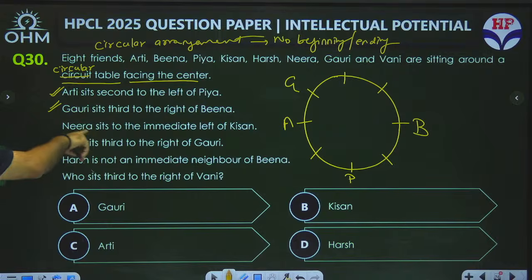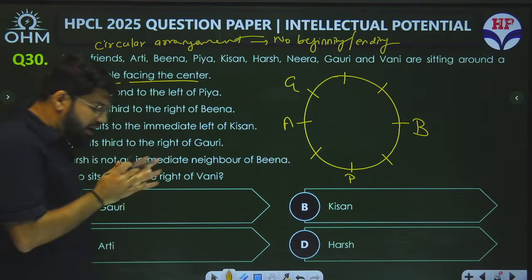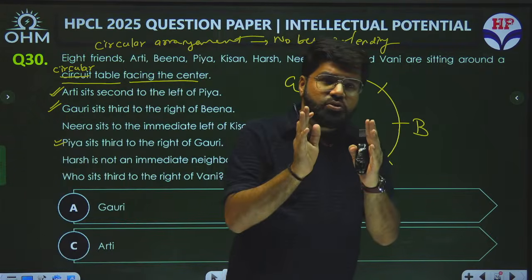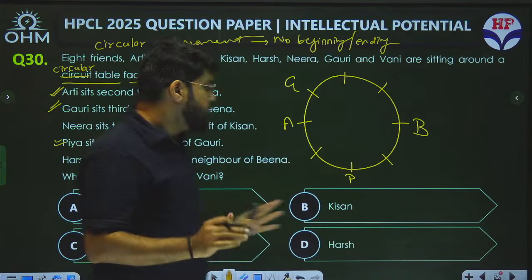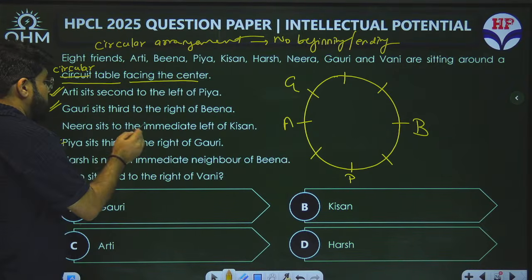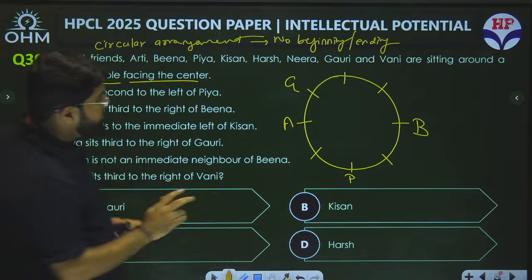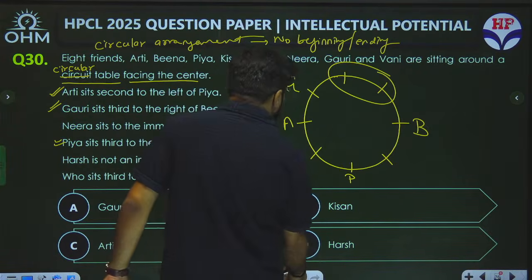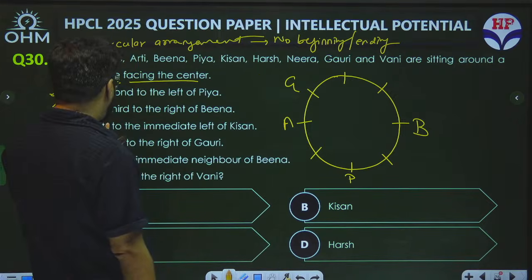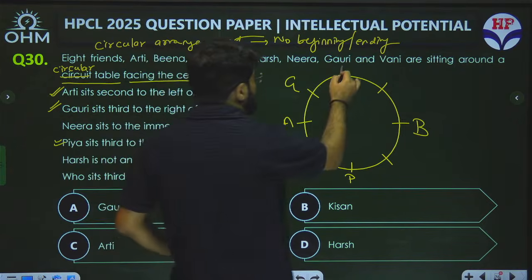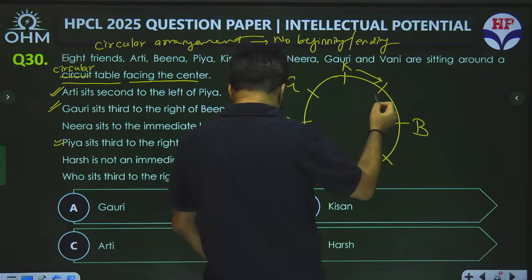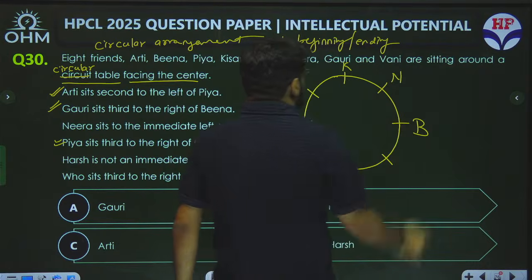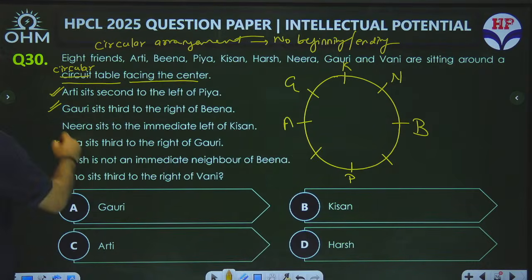Now, Neera sits to the immediate left of Kishan. Immediate, as we saw in the previous question also, means adjacent. So Neera and Kishan are adjacent, and only one adjacent slot is left. Out of the two, since Neera is immediate left of Kishan, Kishan has to be here, so that on the left side Neera will come. Okay, this is also used.